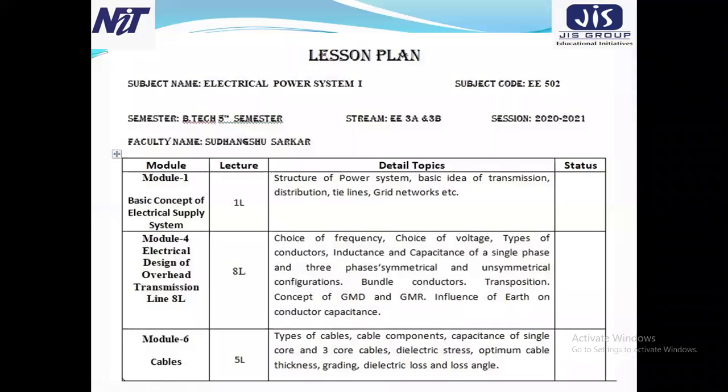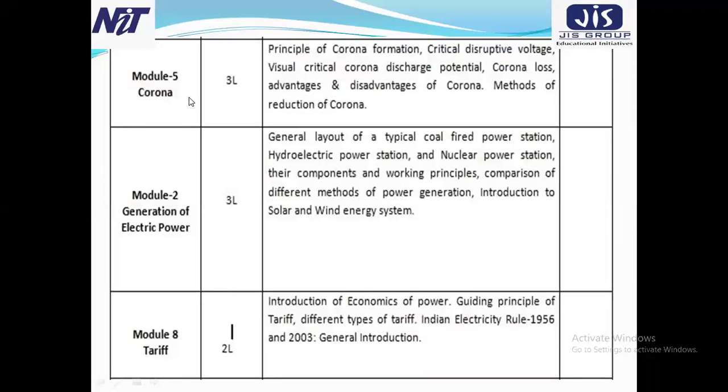So in this subject we have some lesson plan. In module 1, the basic concept of electric supply system. Then in module 4, electrical design of overhead transmission line. Then module 6, cables. Module 5, electrical corona. And then module 2, generation of electric power. And finally, we have tariff. So in module 2, generation of electric power.